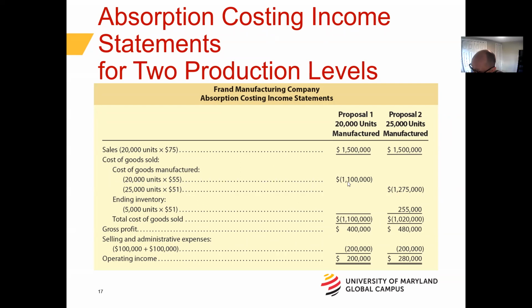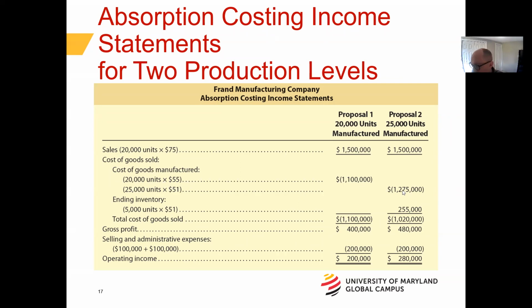Now under proposal 2, remember, we're going to make 25,000 units. The total cost per unit in proposal 2 is $51 per unit. Remember, the reason why it's lower is because in order to find the fixed cost per unit, you take your total fixed cost divided by the number of units manufactured. So your variable plus fixed, $51 per unit. We made 25,000 units. That got us to 1,275,000.